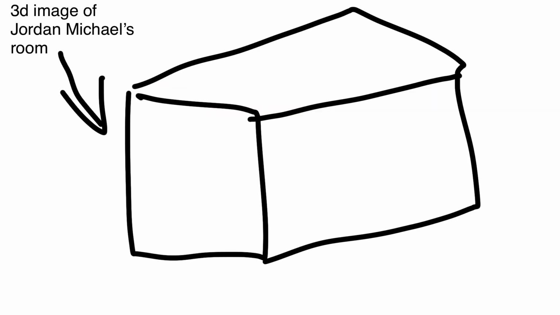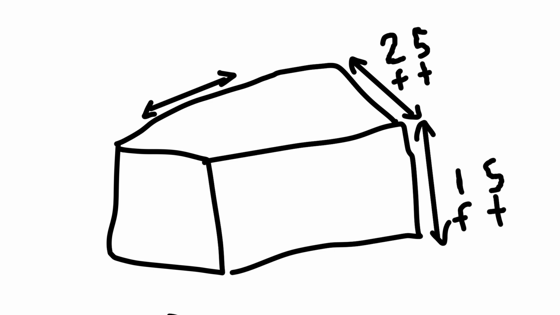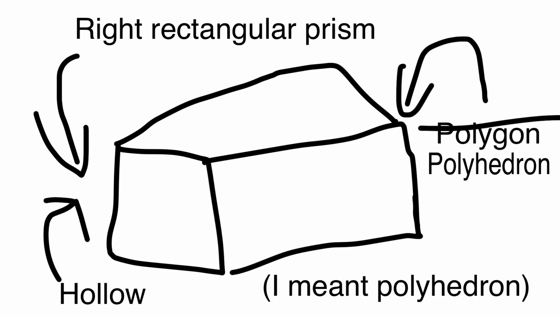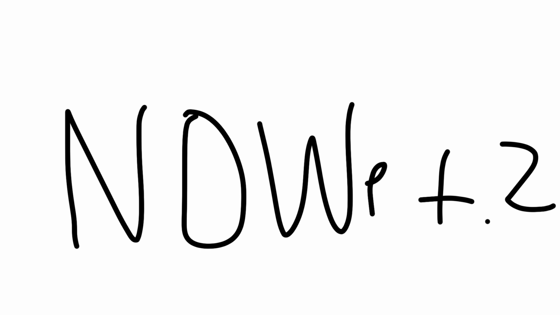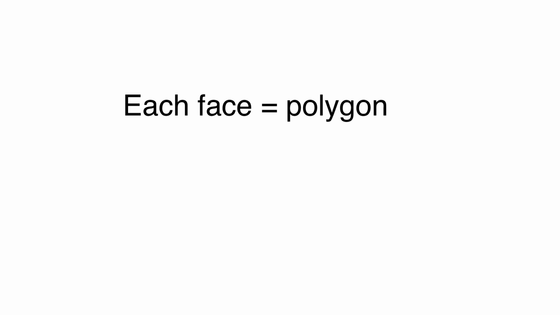First, let's look at the shape of Jordan Michael's room. This is a 3D image of Jordan Michael's room. The room is 15 feet in height, 25 feet in width, and 50 feet in length. If you look at the shape, you'll notice that it is a right rectangular prism and is hollow, meaning that it is a polyhedron. Now, since it's a polyhedron, all of the sides are polygons.